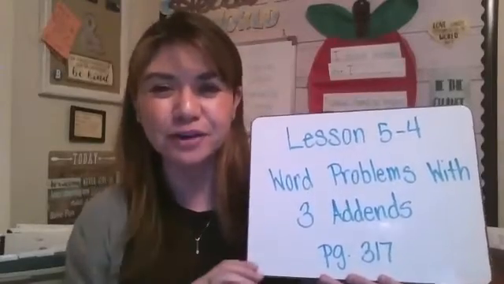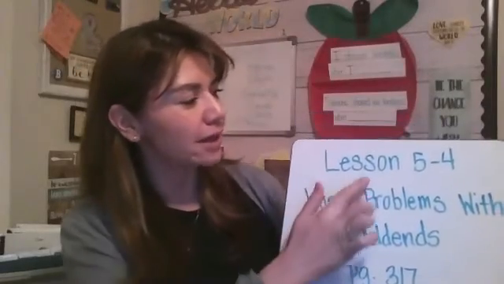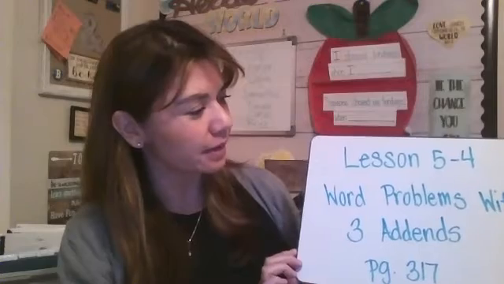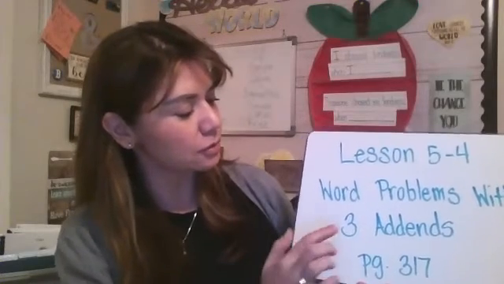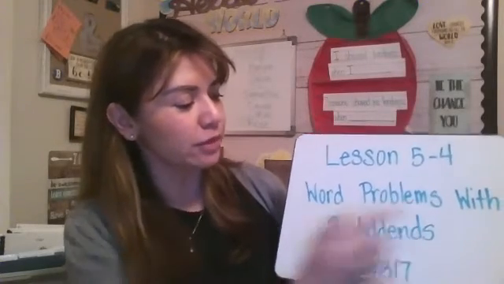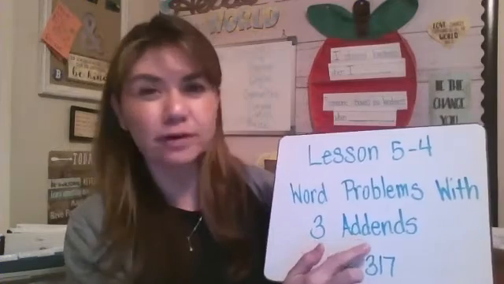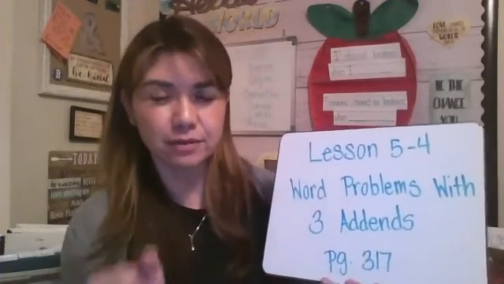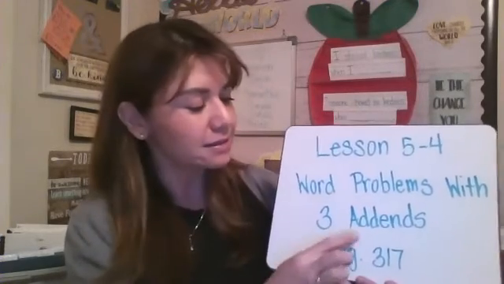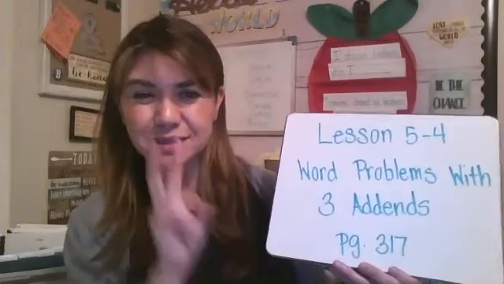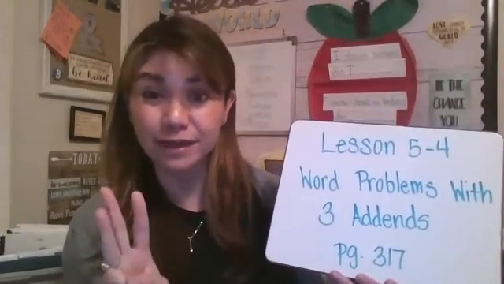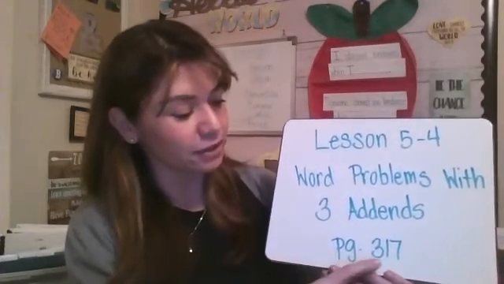Okay, hello first graders. Today we are looking at lesson 5-4. They're going to ask us to solve word problems with 3 addends. So remember, an addend are the numbers that we use in an equation to add. So normally we've been used to seeing 2 addends. Today we're going to have 3. And we're going to find that on page 317 in our books.